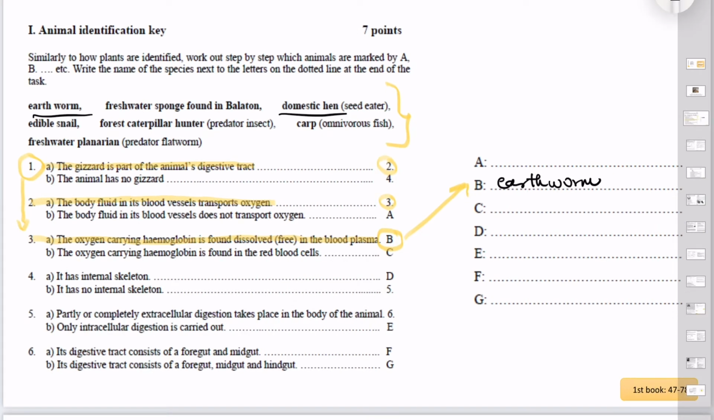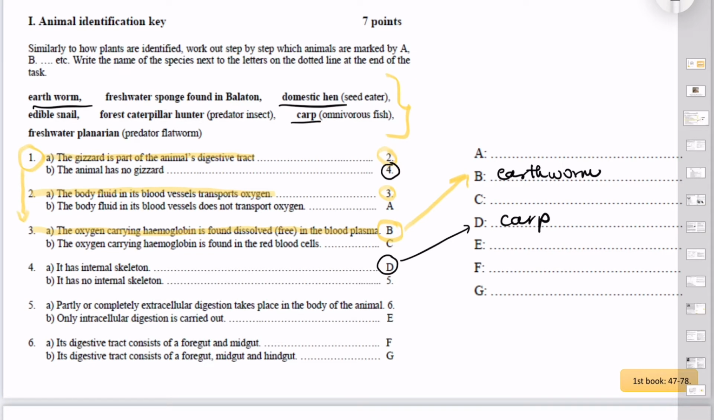Okay, so let's look at the second animal. The animal has no gizzard, and it leads us to the first block. First statement, it has internal skeleton. All right, so let's see what is going to be D. Basically, two animals have internal skeleton out of these opportunities, basically the domestic hen and the carp. And we know that the hen has a gizzard, which helps to grind the food. So basically, carp is going to be the animal that must be written to the dotted line.